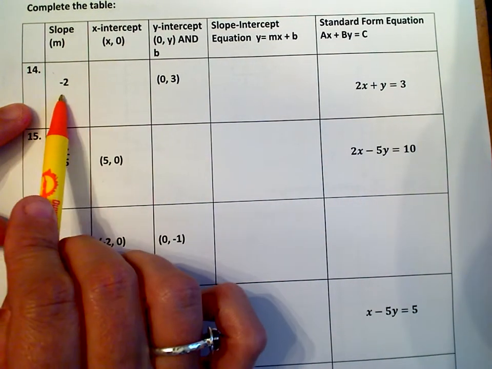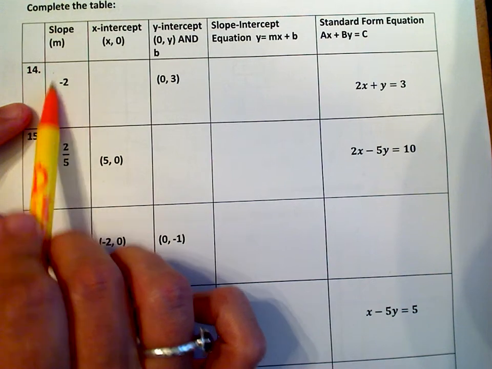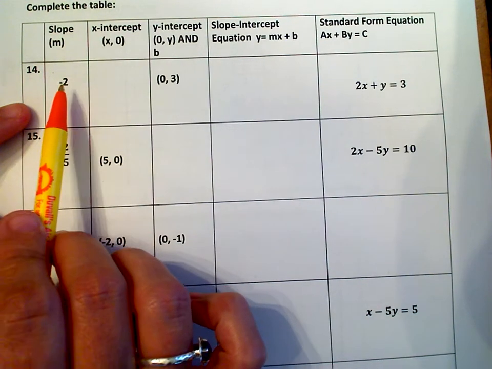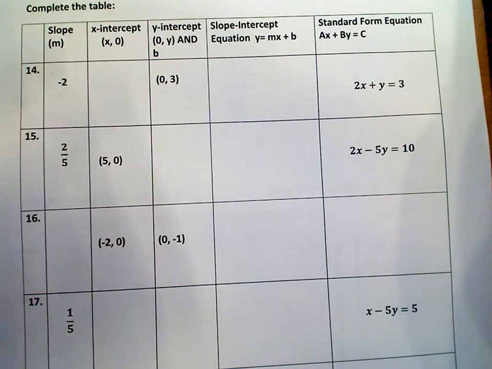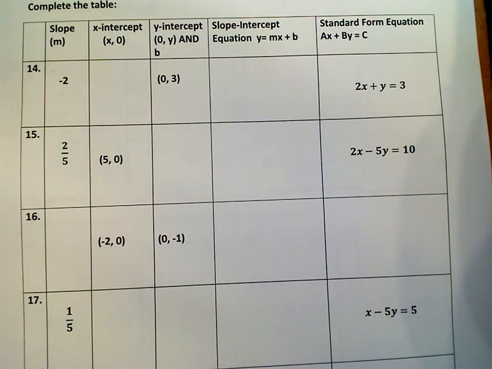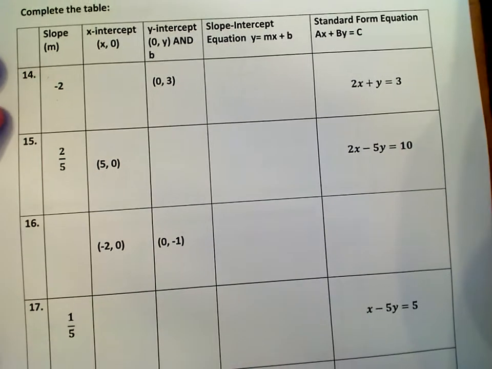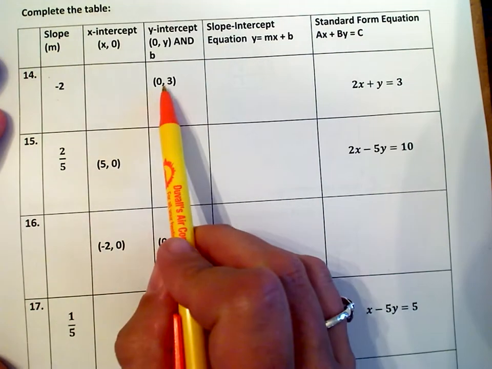They gave us the slope, that's our m. Now, I changed this because on your study guide it says -2/1, and we know that that's not simplified, so it should say just -2. So go ahead and fix that on your study guide. I'm sorry about that. And then it gives you the y-intercept.